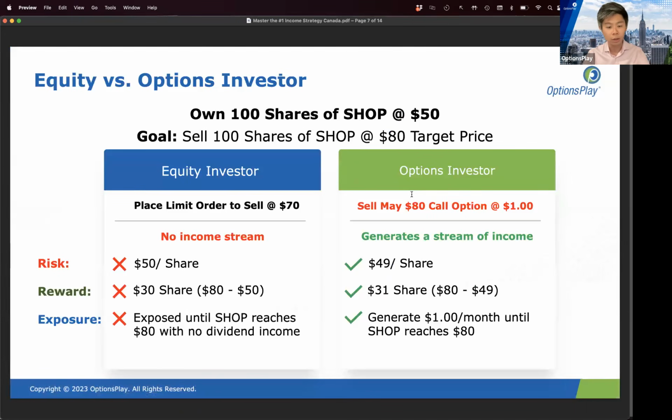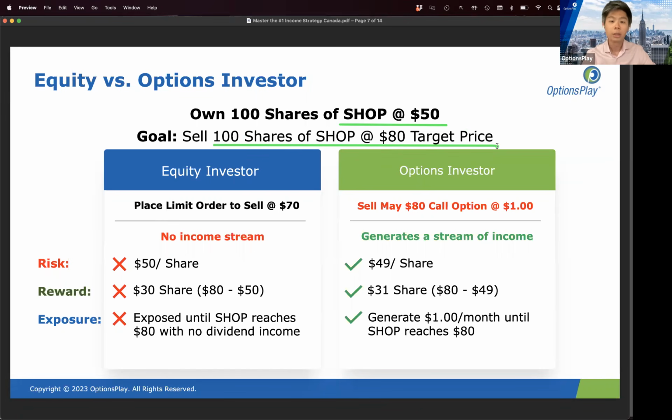So let's say I own 100 shares of Shopify, and let's say I own it at $50. As the owner of a stock, why do you own that stock? You own it because you believe it's going to appreciate in value in the future, and you are hoping that you'll be able to sell it at a higher price and make the difference between the two and make a profit, right? That's the whole reason you own a stock. So let's say you own 100 shares of Shopify at $50, and you want to sell the stock at $80. You have a target price of $80, and you're hoping that you'll be able to sell it at that particular price sometime in the future.